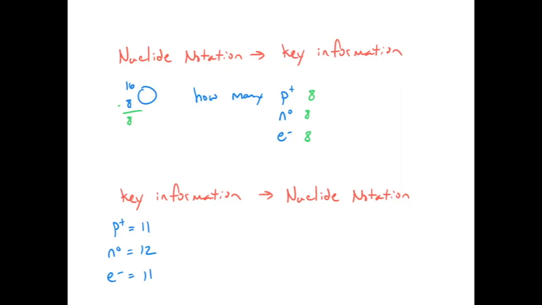First thing you want to do is take a close look at the number of protons. There's only one element on the periodic table with 11 protons, and that substance is sodium. So I put the symbol Na for sodium in the middle. And now I can put the atomic number in the lower left-hand corner.